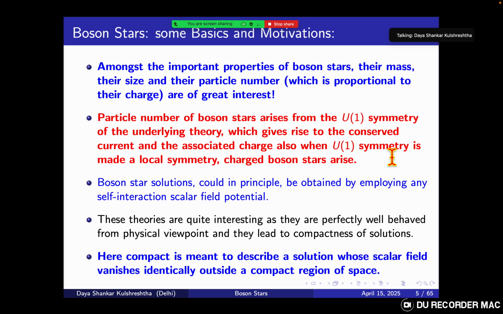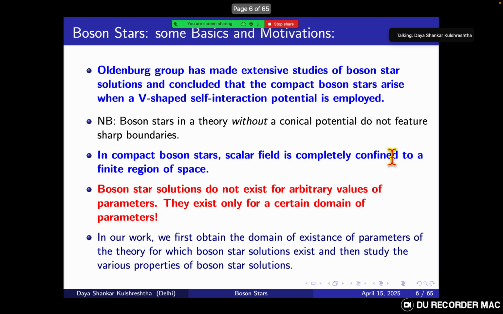Boson star solutions could in principle be obtained by employing any self-interaction scalar field potential. And these theories are interesting because they are perfectly well behaved from a physical point of view, and they lead to compactness of solutions. Here, compact is meant to describe a solution whose scalar field vanishes identically outside a compact region of space. The Oldenburg group in particular has made extensive studies of boson star solutions and concluded that compact boson stars arise when a V-shaped conical self-interaction potential is employed. The boson stars in a theory without a conical potential do not feature sharp boundaries. In compact boson stars, the scalar field is completely confined to a finite region of space.